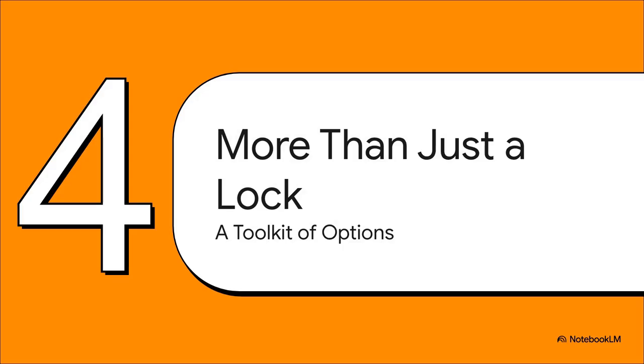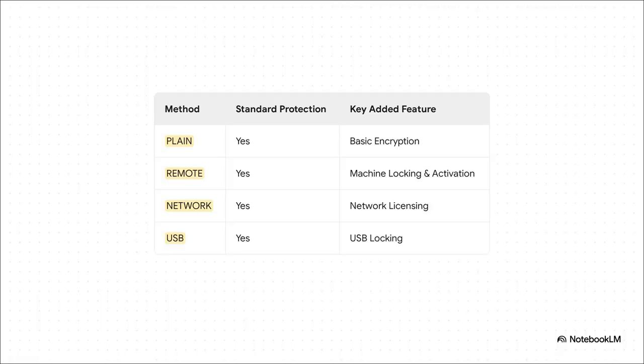But here's the thing, modern software protection is way more than just a simple on or off switch. It's more like a Swiss Army knife, giving developers a whole toolkit of options to manage how their software gets used. This toolkit offers a few different flavors of protection. A developer might use a plain version for a simple app with basic encryption. Remote is the one we've been talking about with machine locking. In an office, network licensing might make sure only, say, 5 people can use the software at the same time. And for super secure tools, the license can be locked to a physical USB key.